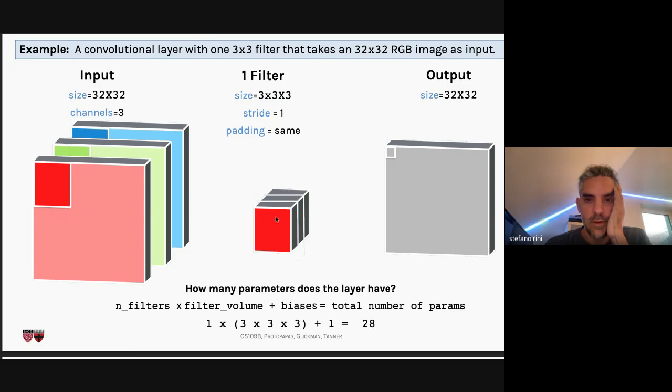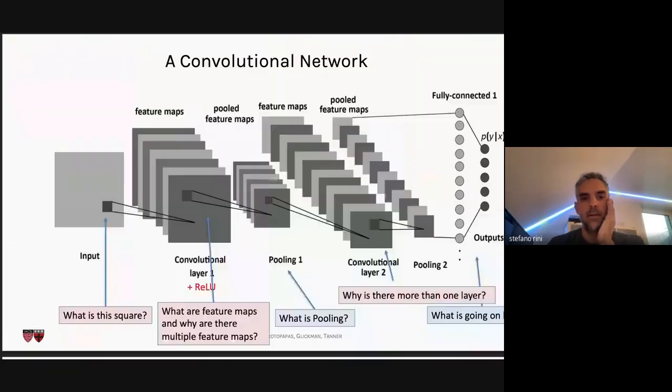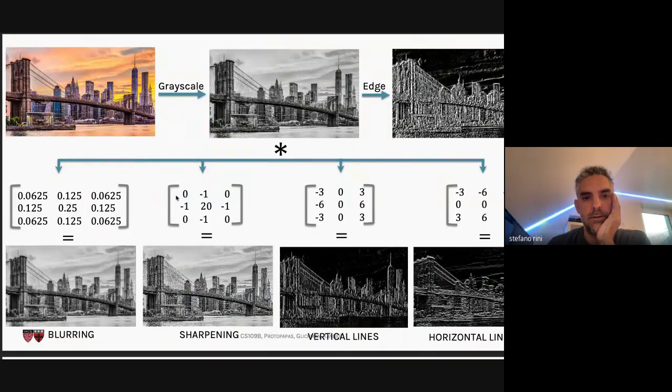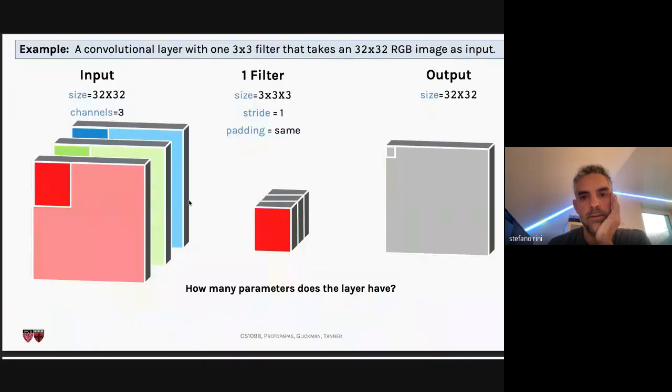So the filter volume is here, which is 3 times 3 times 3. And how many filters do we have? We have only one filter. So we have a 3 times 3 filter size. If we go back to the previous slides, these were 3x3 kernels, right? So 3x3 filter kernels, and then we have one for each channel: red, green, and blue.